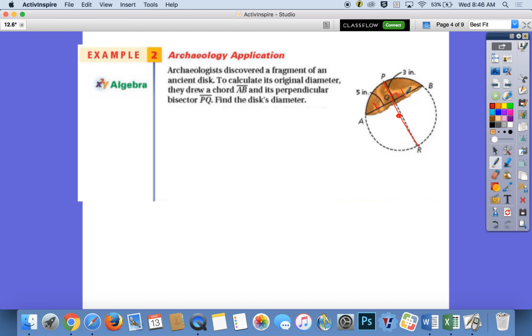Bisector, so those guys are going to be congruent. So I can go ahead and label this as 5 as well. And what I want to find is the length of PR. So I know that 3 plus x is going to give me that length. Based on the previous theorem that we just did, I know that 5 times 5 is going to equal 3x, and I can solve for x, and I end up getting 8.3.